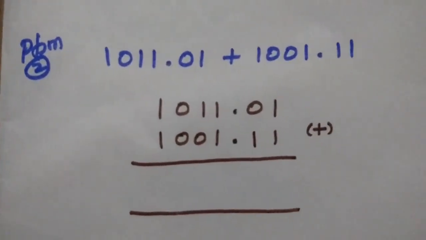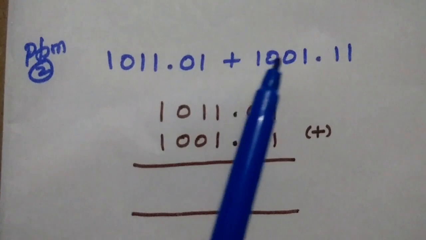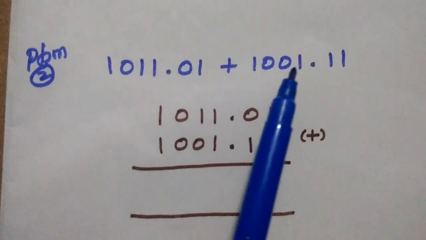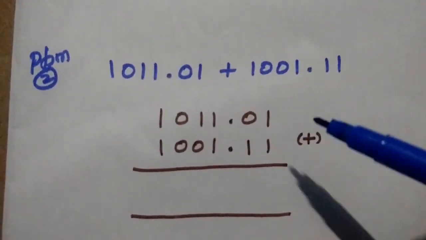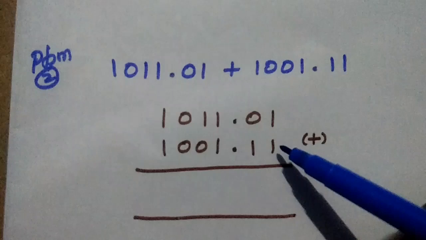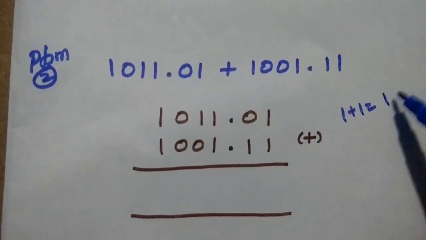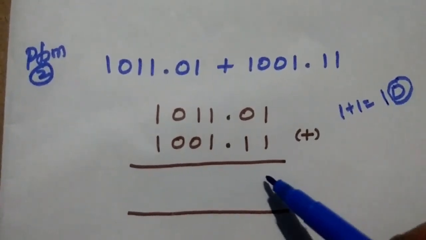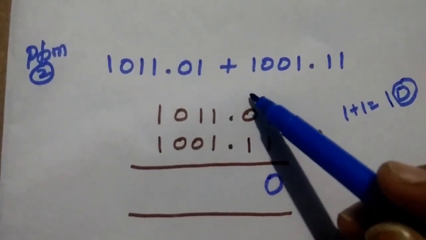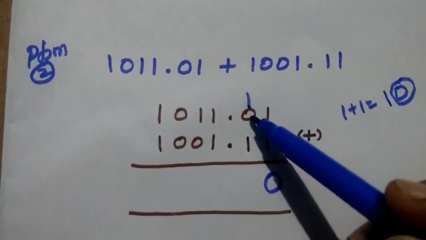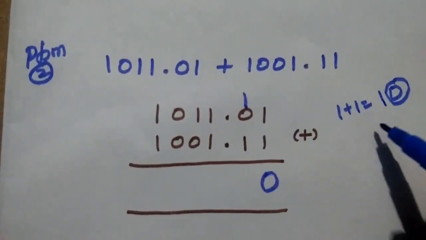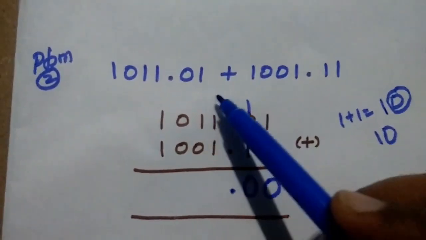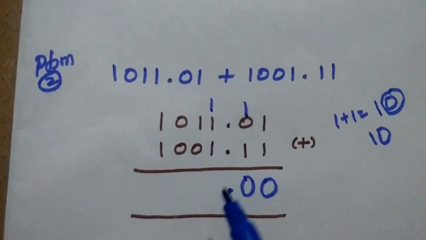The second problem is we are going to add two binary numbers: 1011.01 plus 1001.11. So here we are going to add 1 plus 1. 1 plus 1 is equal to 10. Here 0 is the sum, 1 is the carry. So we write down the sum value here and carry to the previous value. 1 plus 0 plus 1 is equal to again 10, so we can write 0 here and move this carry to the previous one.